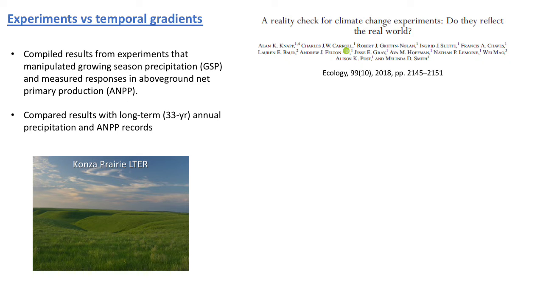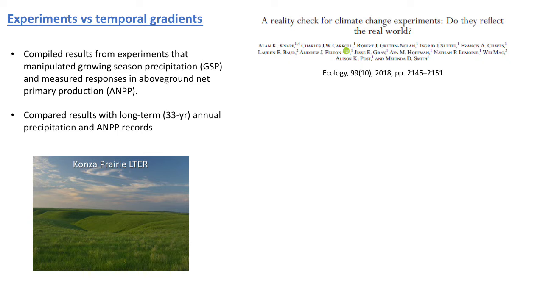Another example I've been involved in has to do with looking at the temporal gradients in precipitation and its effect on productivity. I've worked at the Konza Prairie Long-Term Ecological Research Site on the other end of the Great Plains for a number of years. We've done a lot of experiments there where we've manipulated both additions and subtractions of precipitation and looked at ecosystem responses such as net primary production, ANPP.